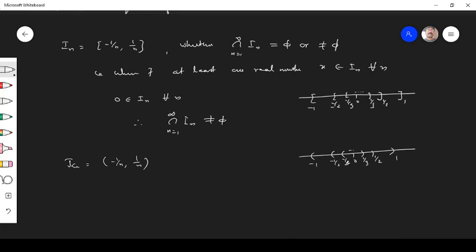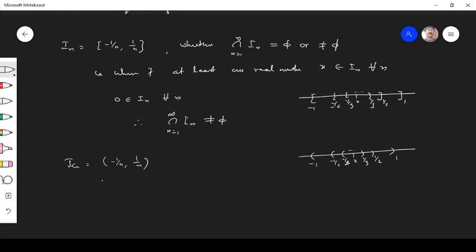Then whether there exists an element x which belongs to every In or not. Now we may believe that this 0 may be in the intersection of (-1/n, 1/n), but when n becomes larger and larger, this length reduces to 0, and the left extreme and the right extreme coincide with 0, and we may think that the 0 is also in (-1/n, 1/n).